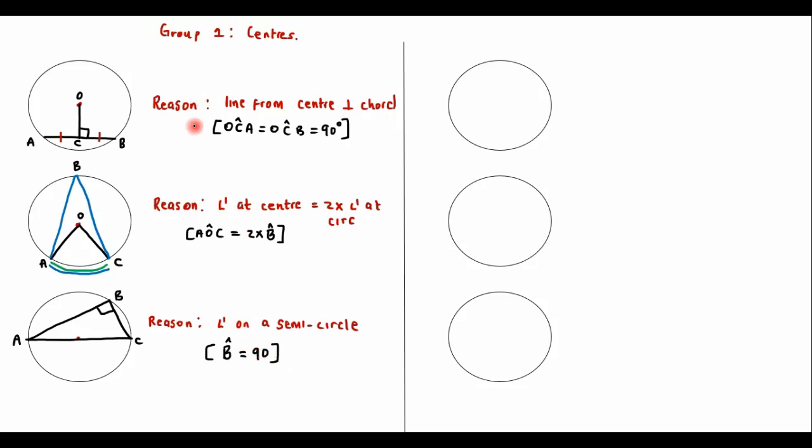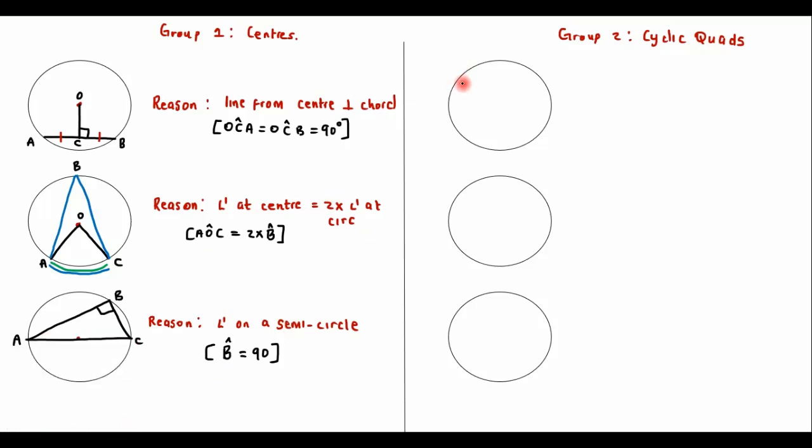All right, so that is the first group, which is the one that is called centers. Now we're going to move on into the second group. The second group, we call it cyclic quads, right? The reason why we call it cyclic quads is because all of these three next theorems that we're going to be talking about involve cyclic quads. All right, so let's start with the first one.